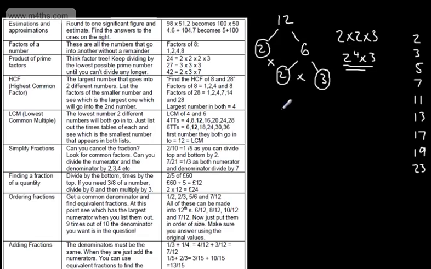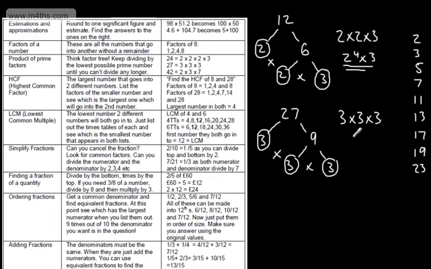So let's try 27. Can I divide this by 2? The answer is no. So I try and divide it by 3. I can divide it by 3, which gives me 9. Can I divide 9 by 2? No. Can I divide it by 3? Yes, I can. That gives me 3. We're left with 3, and we now have 27 as a product of prime factors: 3 times 3 times 3, or 3 to the power of 3. We've seen that before, it's 3 cubed. So, product of prime factors.